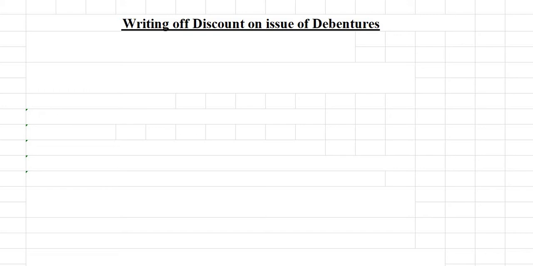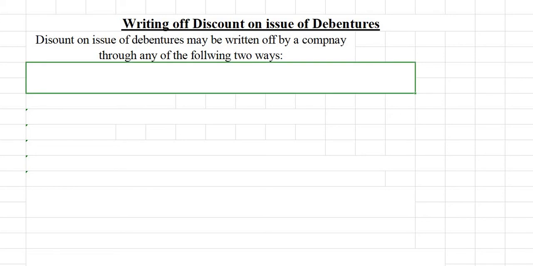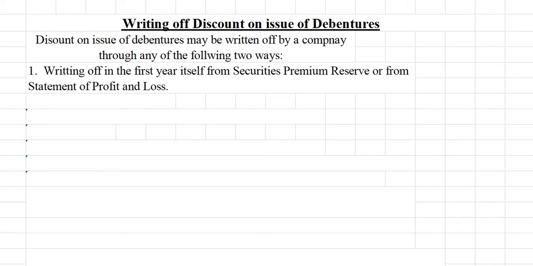That is the situation. Priority should be given to securities premium reserve. From that only, discount should be written off first. Okay, is it clear? Then let us see what is related to discount on issue of debentures. So discount on issue of debentures may be written off by the company in either of the following two ways. That is, writing off in the first year itself from securities premium reserve or from the statement of profit and loss.